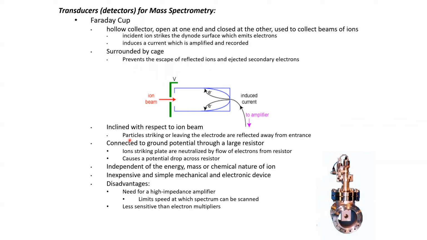It's an inexpensive and simple mechanical and electronic device. The disadvantages are the need for a high impedance amplifier, which limits the speed at which the spectrum can be scanned, and it's less sensitive than other electron multipliers.